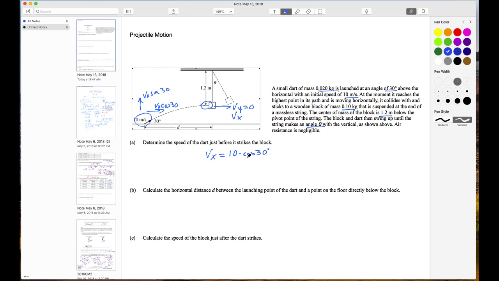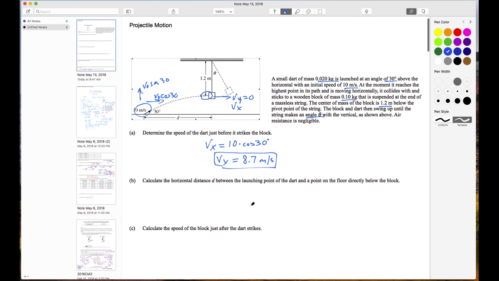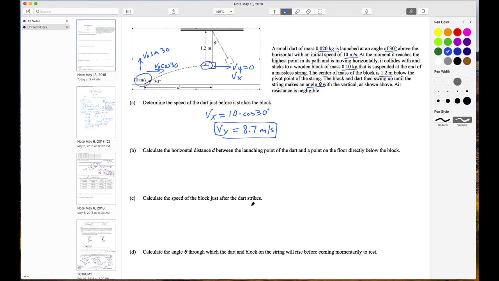And so if we put this into a calculator, we get Vx equals 8.7 meters per second. This is a 1-point answer, and it's just determining the horizontal velocity.